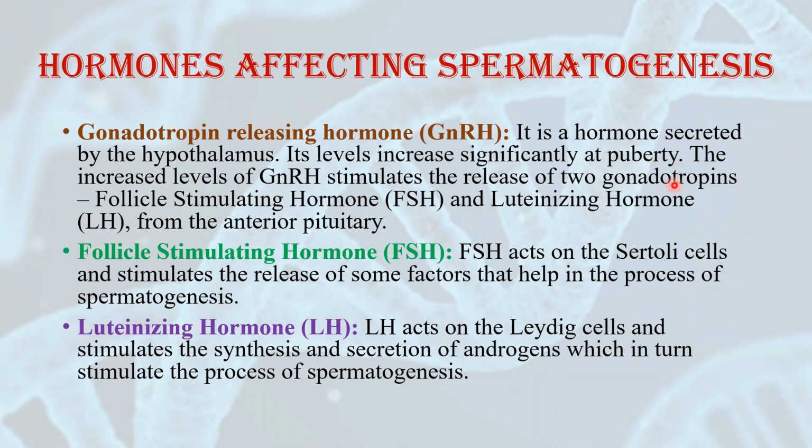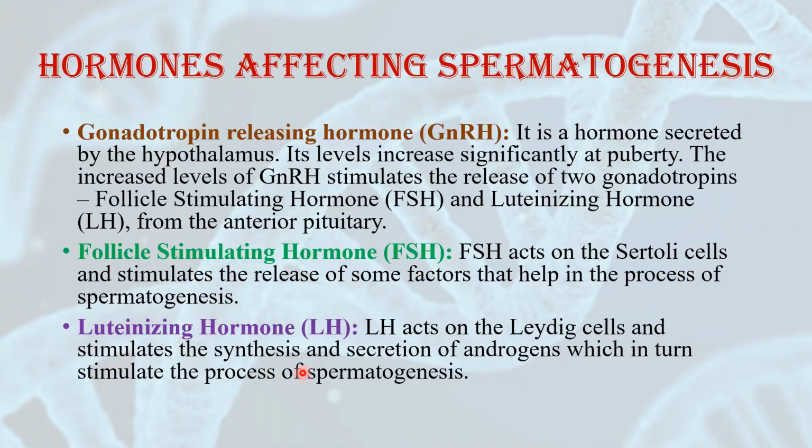What is puberty? Puberty is the age where reproductive maturity begins. The increased levels of gonadotropin releasing hormone will stimulate the release of two gonadotropins, follicle stimulating hormone and luteinizing hormone. What is the role of follicle stimulating hormone? It acts on the Sertoli cells and they stimulate the release of some factors which will help in the process of spermatogenesis. So when the follicle stimulating hormone is released, it will actually aid in the process of spermatogenesis.